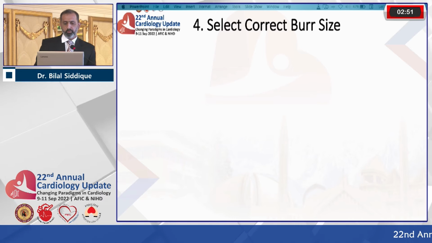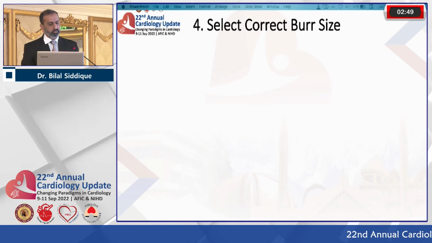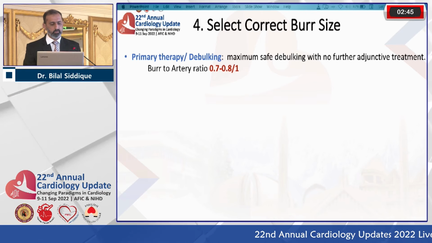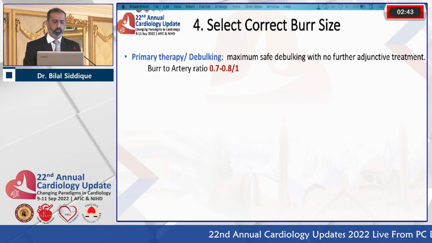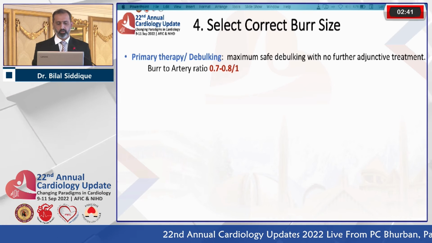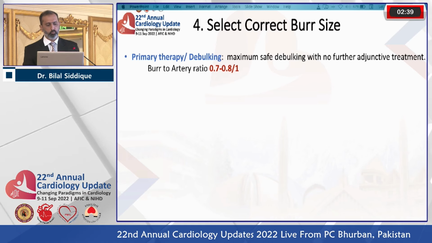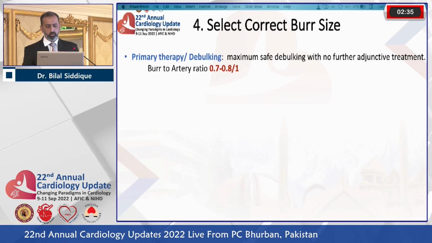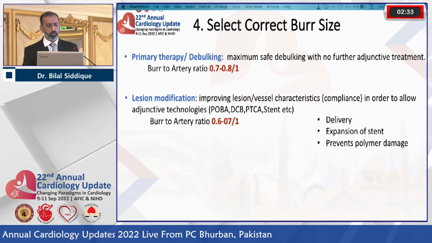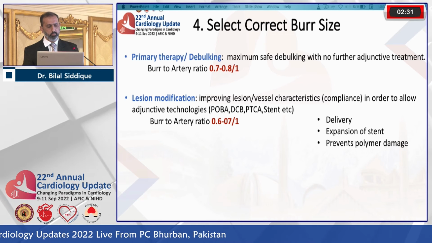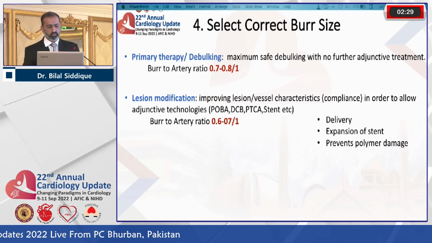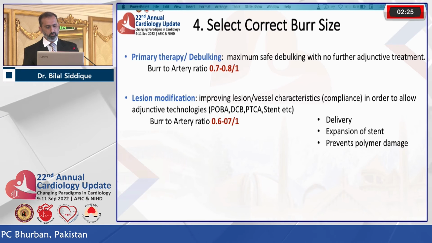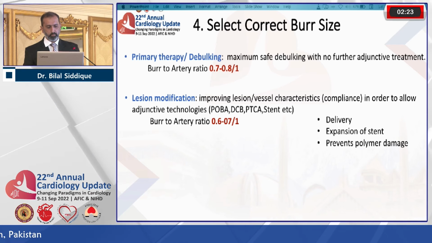One of the most important parts is to select the correct burr size. Initially, there was primary therapy or debulking which focused on large burr size. The burr to artery ratio was 0.8 to 1. However, the Stratus trial showed that there was no benefit of doing that. Now we have shifted from primary debulking to lesion modification. This actually provides better delivery of the devices, better expansion of the stent, and it prevents polymer damage.